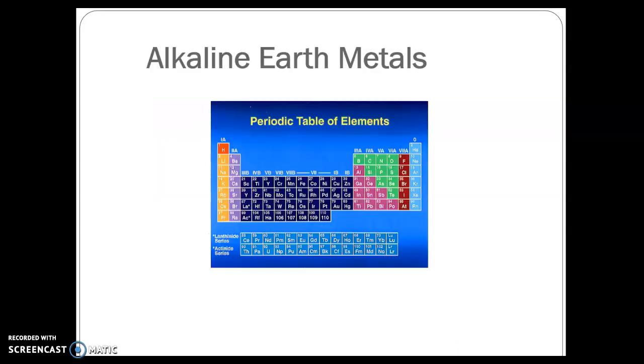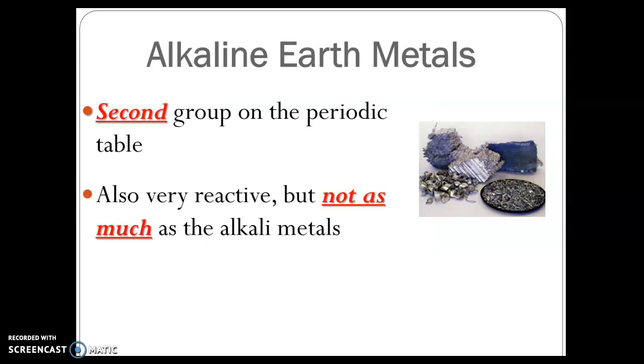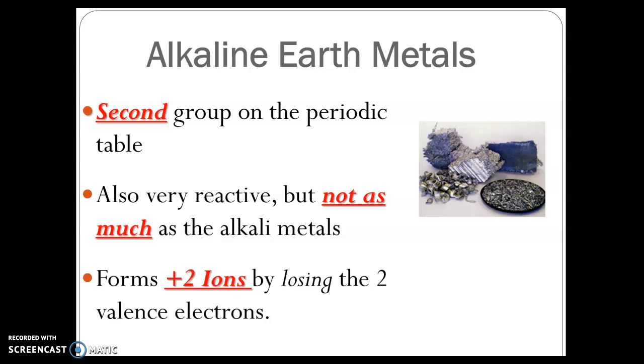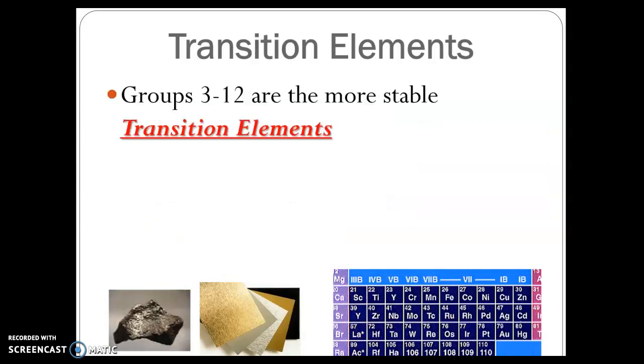Alkaline earth metals, those are your purple right here, right next to group 1, so group 2. They are the second group on the periodic table. They're also very reactive, but they're not as reactive as the alkali metals. They form +2 ions by losing the 2 valence electrons.